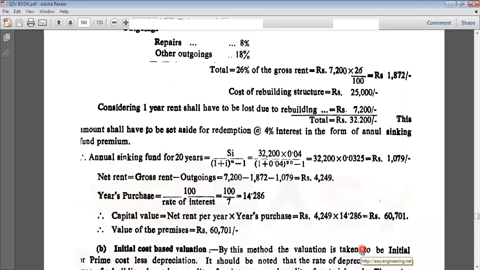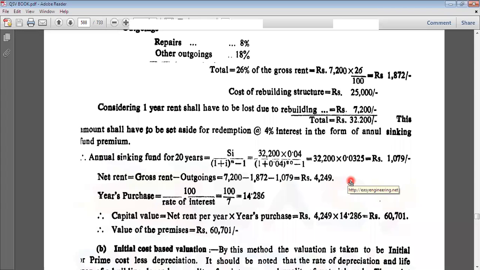Okay, so how is the net rent determined? Net rent is nothing but gross rent minus outgoings. Gross rent is 7,200 minus, now outgoings. First outgoing is nothing but 26% of the gross rent, 8 plus 18, that comes as 1,872 rupees, minus the outgoing that is required for the sinking fund, 1,079 rupees. If you do the calculation, that answer comes as 4,249 rupees.